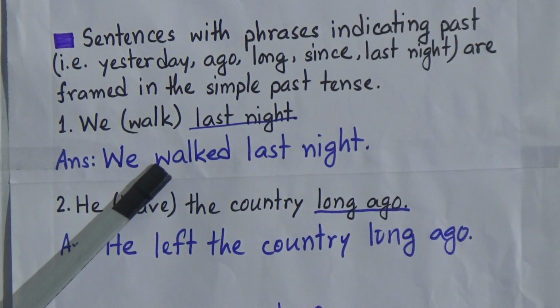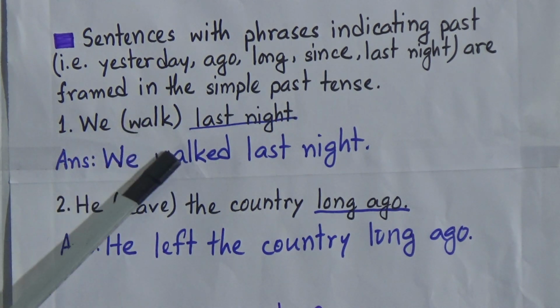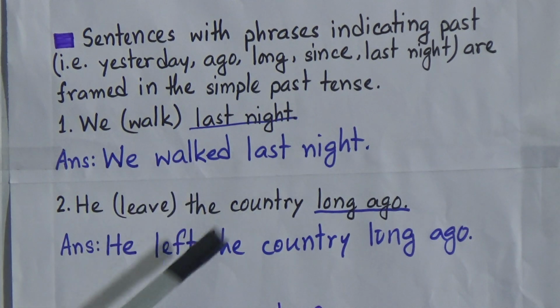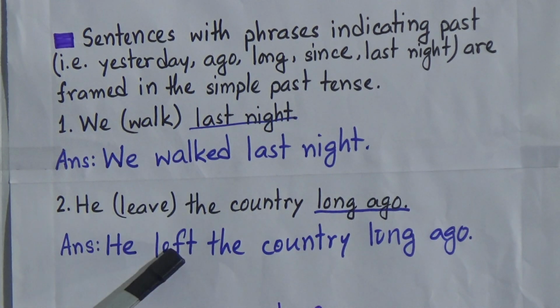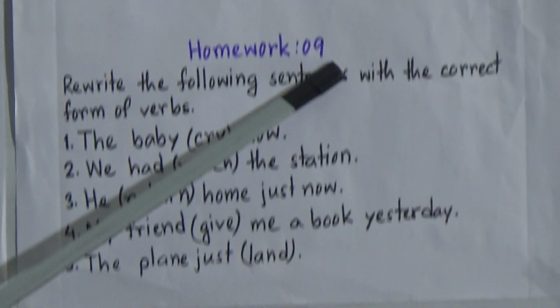So our sentences are: we walked last night and he left the country long ago. We just change the verb here. Now look, the past form of the verb walk is walked and the past form of the verb leave is left. And then we will write the rest of the sentences. So my dear students, today we have discussed 4 rules of the use of the right form of verbs, and there is a homework. This is homework number 9.